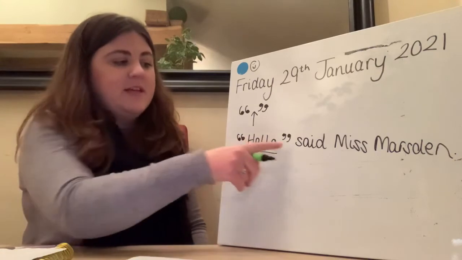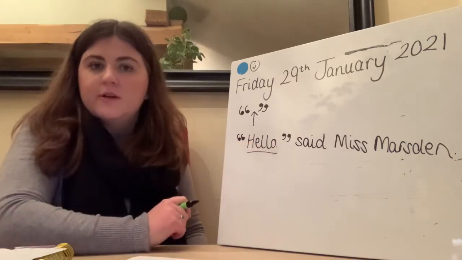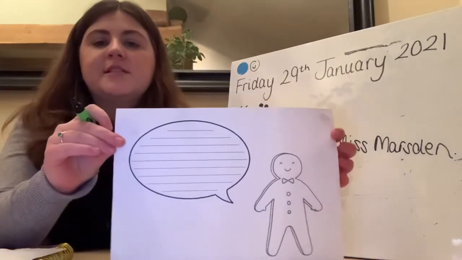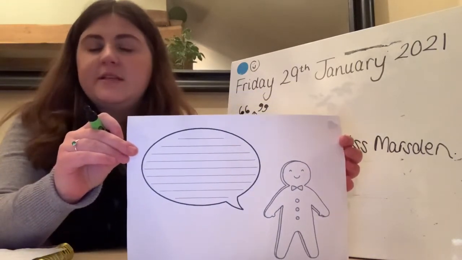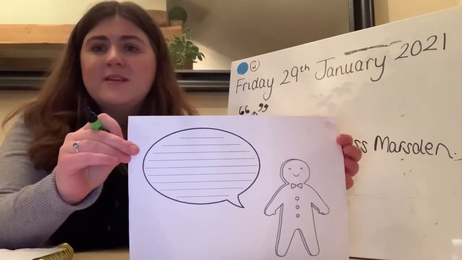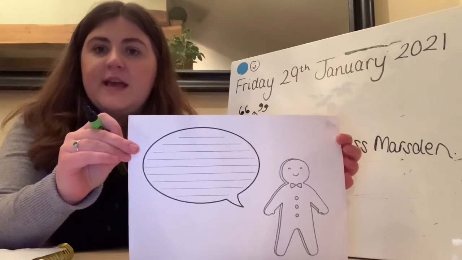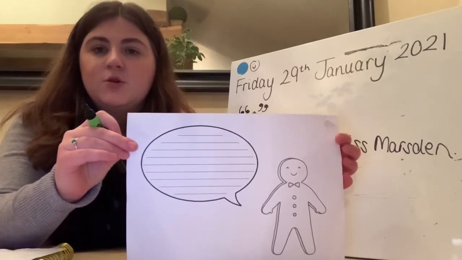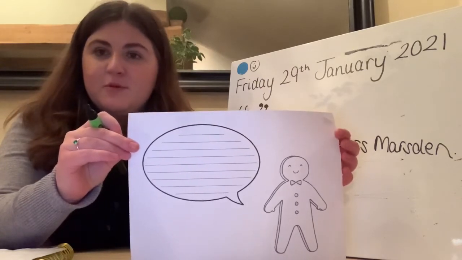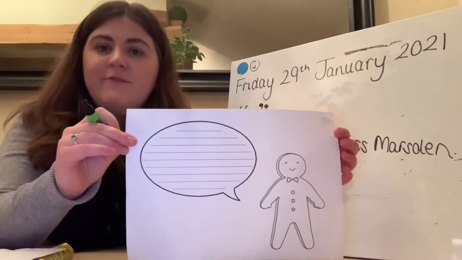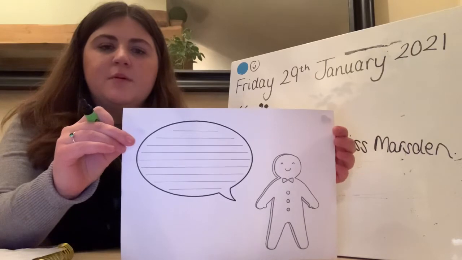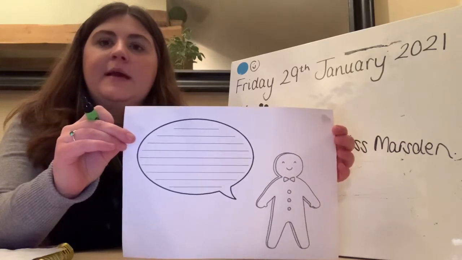Okay, and you might have seen this, like I said, in your reading book or in your library book. But when we use speech bubbles, we don't need to use speech marks, and this is because, for one, we already know that they're a speech bubble. We already know that somebody is talking, and we know that it is them talking because it is a speech bubble.